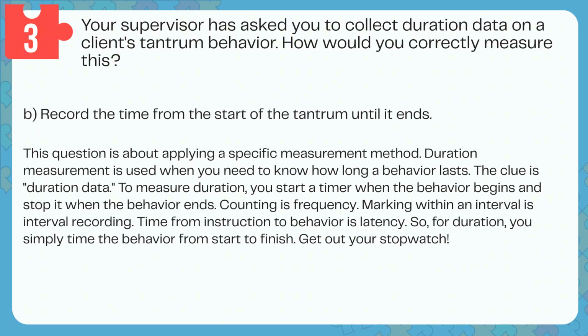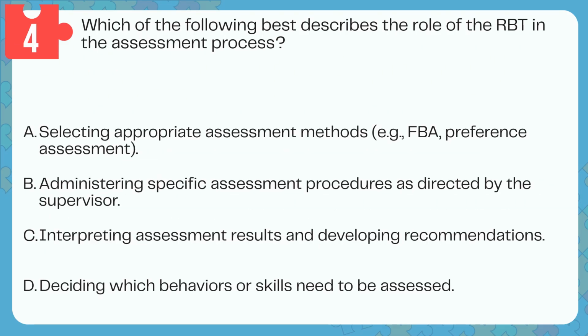Answer B. Record the time from the start of the tantrum until it ends. This question is about applying a specific measurement method. Duration measurement is used when you need to know how long a behavior lasts. The clue is duration data. To measure duration, you start a timer when the behavior begins and stop it when the behavior ends. Counting is frequency. Marking within an interval is interval recording. Time from instruction to behavior is latency. So for duration, you simply time the behavior from start to finish. Get out your stopwatch.